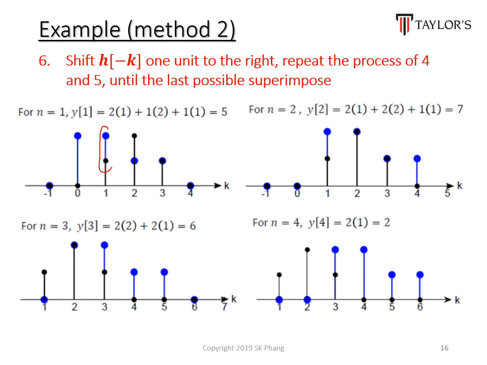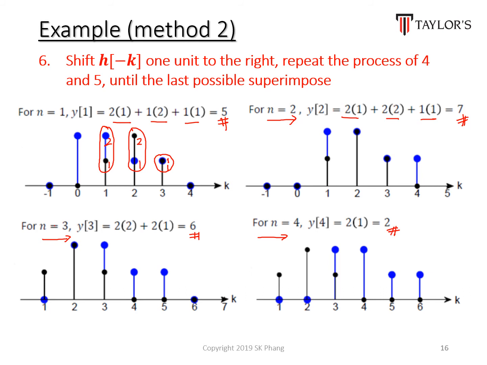So in this case, where you slide to one side to the right, you will get 3 superimposed instances. This is 2 multiplied by 1, and this also 2 multiplied by 1, and this is 1 multiplied by 1 itself. So therefore you get this answer as 5. And then when you shift it further to the right, another one step, you use the same method, you'll find out the answer to be 7. And then again shift it to the right again, and you'll find out the answer to be 6. And finally you shift it to the right and find out the answer to be 2.